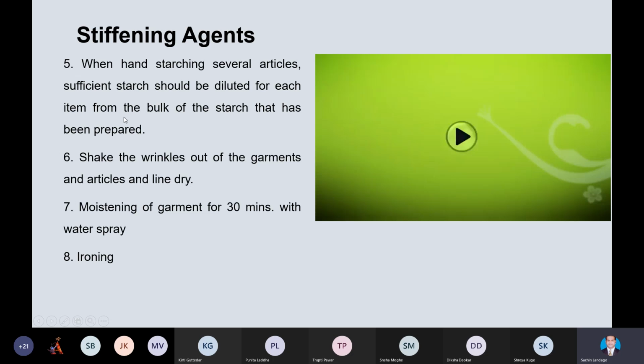Diluted for each item from the bulk of the starch that has been prepared. Check, wrinkle out the garments and articles to be line dried.